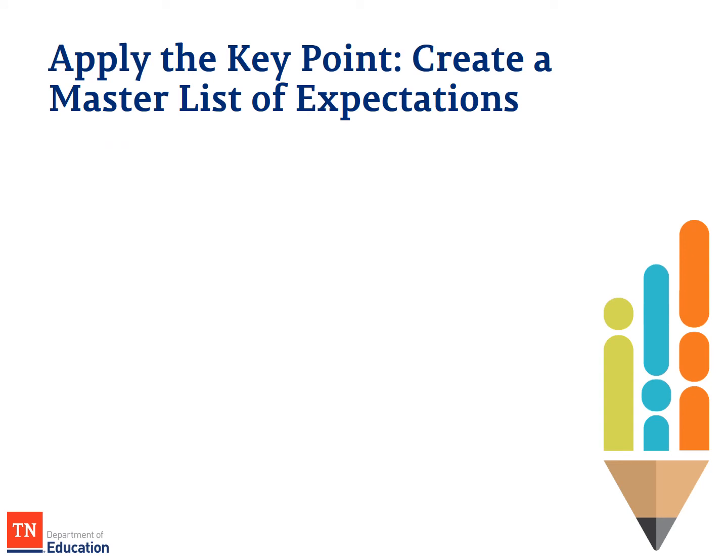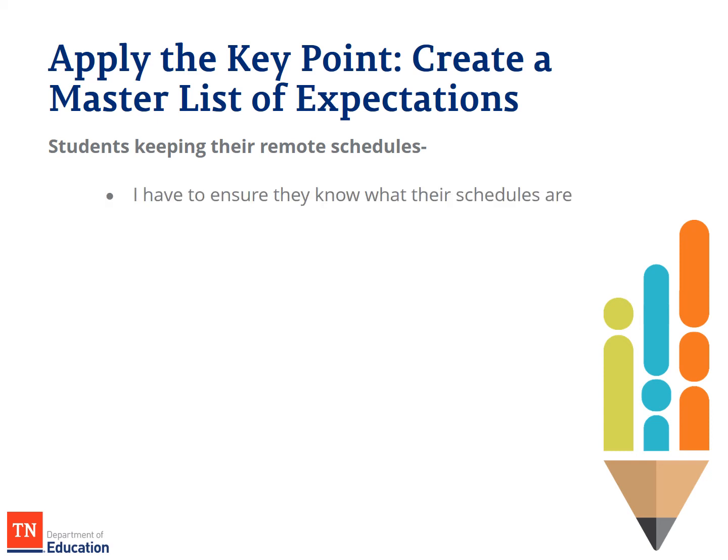For example, the first looks like indicator is students keeping their remote schedules. I need to think about, what do I have to teach students to ensure that this happens? Well, I have to teach them what their schedules are.